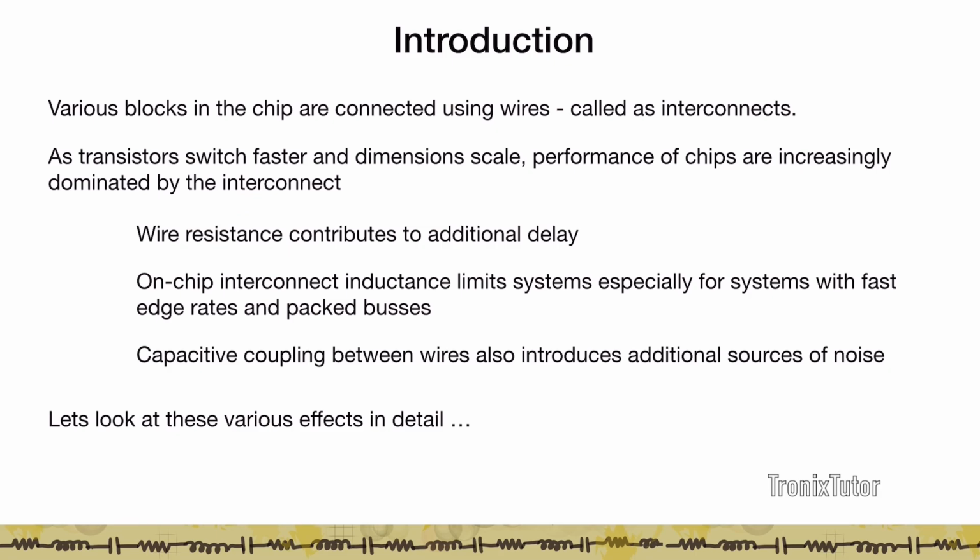And how so? The wire resistance contributes to additional delay. On-chip interconnect inductance also limits systems, especially when we are talking about high-frequency systems. And capacitive coupling between the wires also introduces sources of error in the interconnects. So let's look at some of these effects in detail in this video.